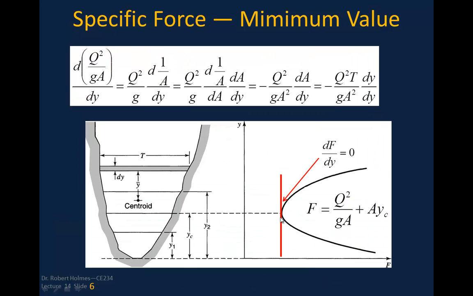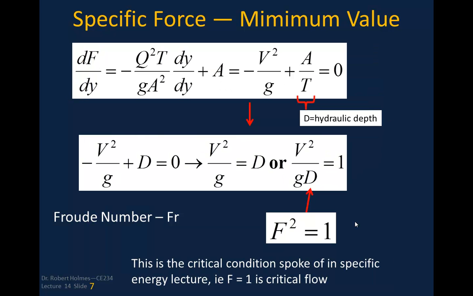So at this location here, where this is minimum specific force, that's also corresponding to the critical depth here. And note that's exactly what we had with specific energy. We had the same kind of situation where it was minimized. We had the critical flow depth. At that location where you have a Froude number equal to 1, or the critical situation, not only do you have the minimum specific energy, you also have the minimum specific force.